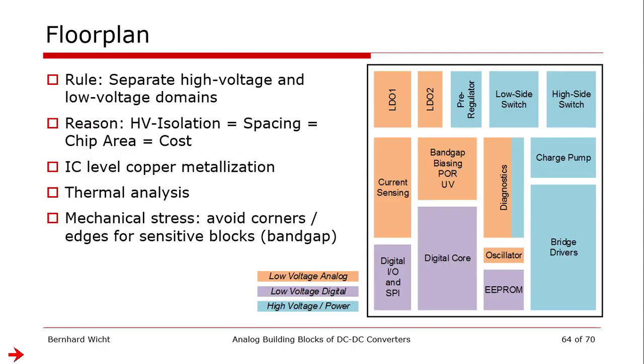Floor planning, as we now have analog, digital, and high voltage, we don't want to intermix them. That's the bottom line here, as the high voltage protection is usually fulfilled by spacing, and we don't want to scatter our floor plan around. So most of the other things I mentioned already. We benefit from thick copper to get all the current across the die. Thermal analysis to make sure we don't have too many hotspots on the die.